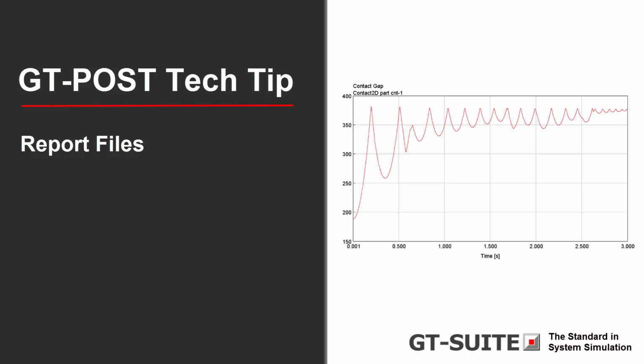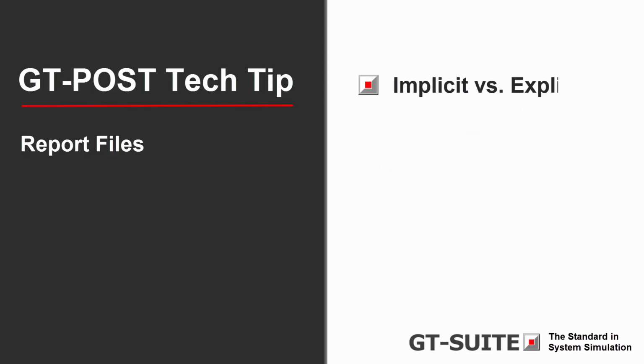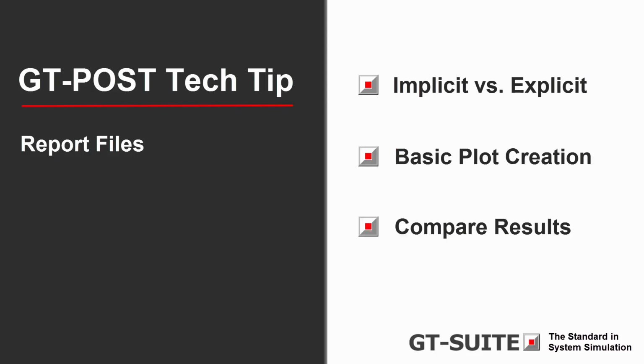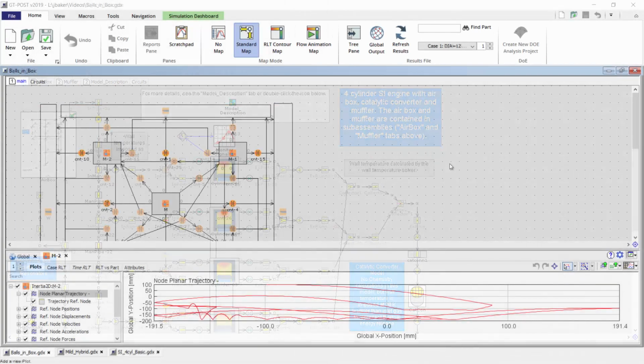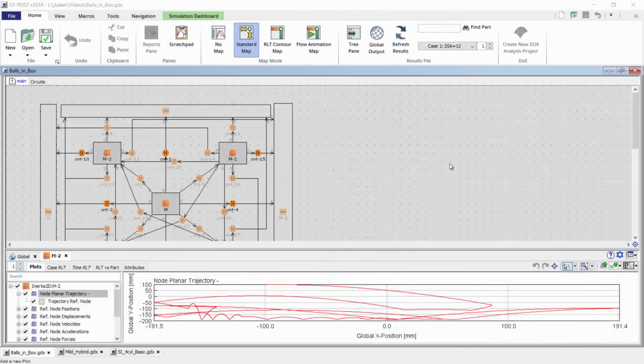Today we will be discussing basic usage and helpful tips for report files, otherwise known as GUs. We'll be going over implicit versus explicit data within the files, basic plot creation and addition of data to those plots, and a brief demonstration of using the report file to help with comparing results from two different models. The first question we have to answer is, what is a report file?